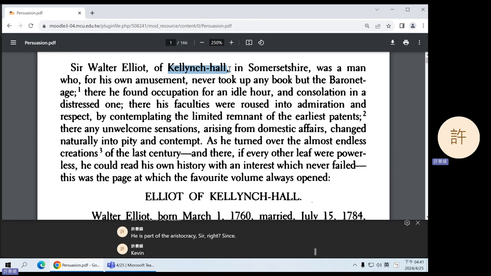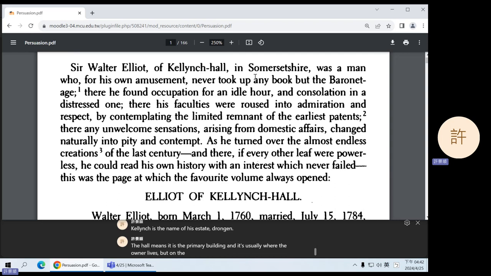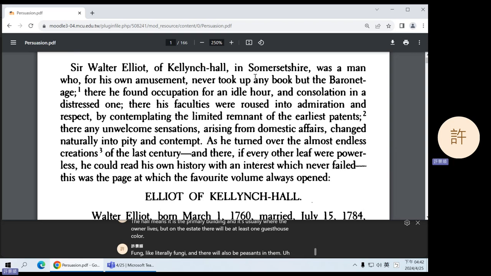Kellynch Hall is his home. Kellynch is the name of his estate, 庄园. The hall means it is the primary building, and it's usually where the owner lives. But on the estate, there will be at least one guest house, 客房, like literally 房子. And there will also be peasants, 佃农. We're not going to see a lot of the peasants because they're not upper class, but they do live there.